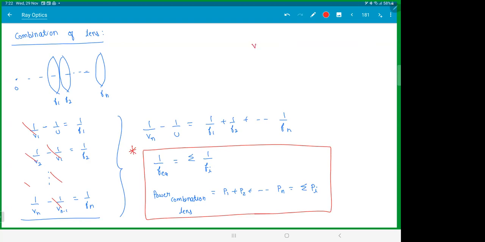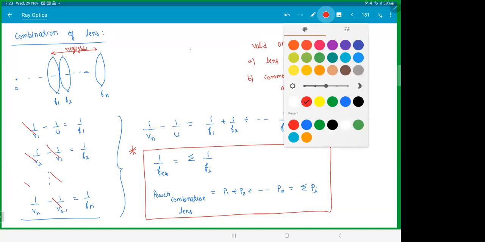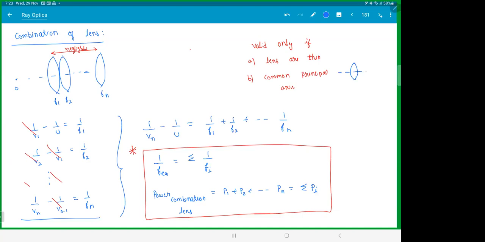But this thing is valid only if all have the same principal axis. Valid only if, first, the lenses should be thin, so this total distance must be negligible. Second, all have a common principal axis. If you keep one lens like this, the formula is gone. It's not valid. You can't have lenses like this. This won't work.